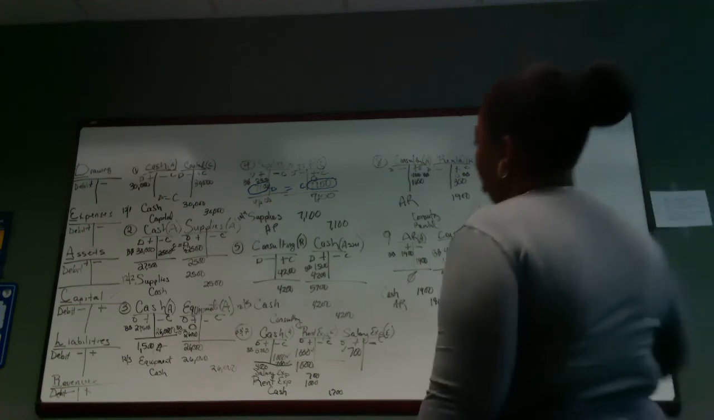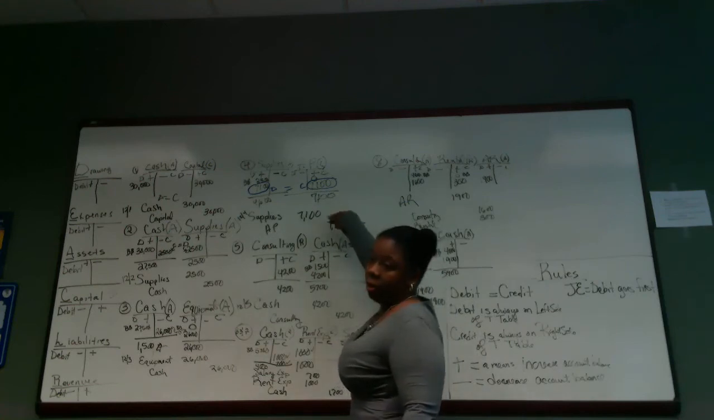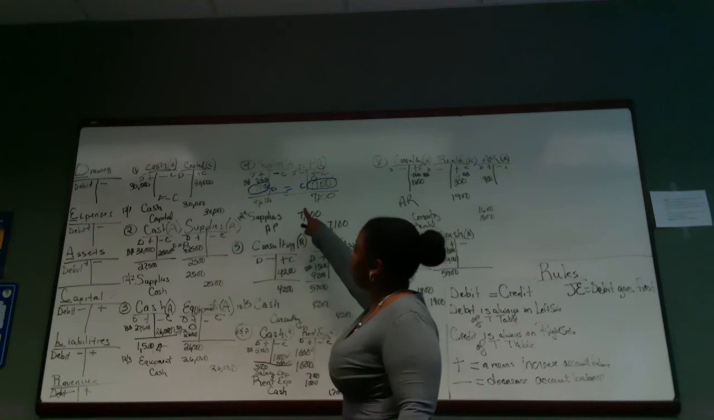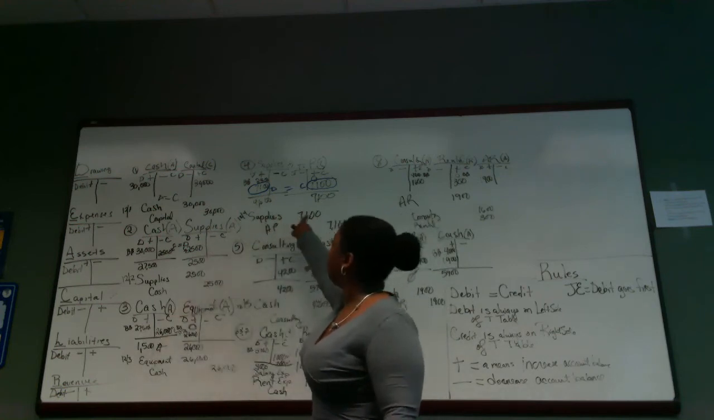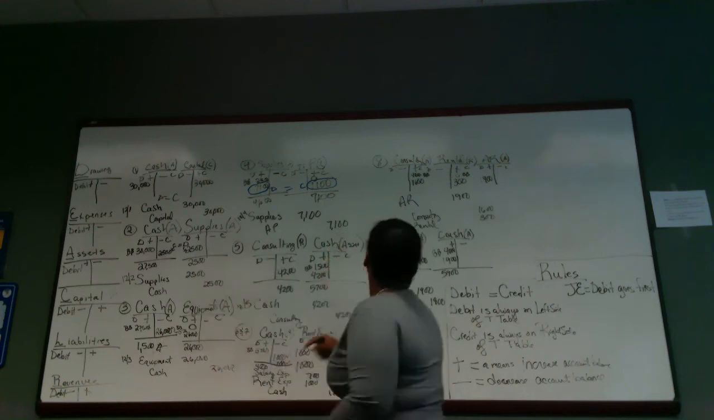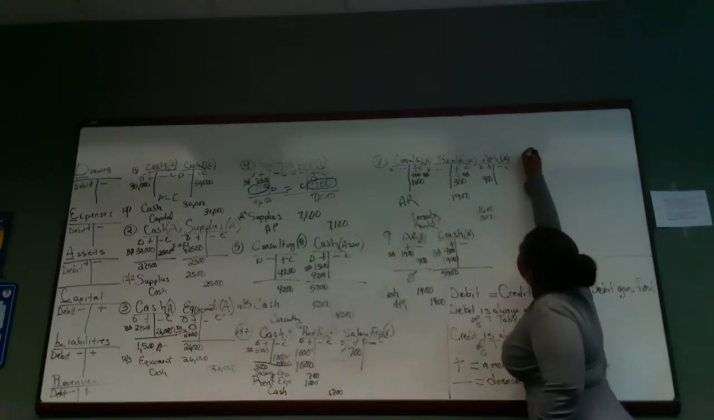This is the journal entry. Okay, so we owe them 7,100 back then for those supplies, because remember at that time, we only had $1,500 cash, so we owed them for those supplies. Now, basically, we're paying them. So, number 10.